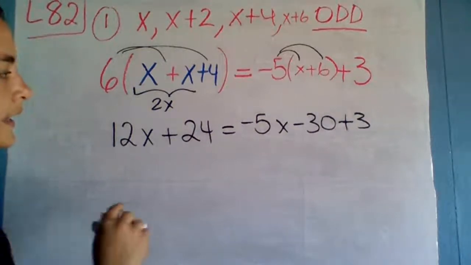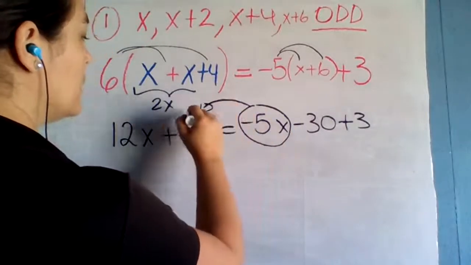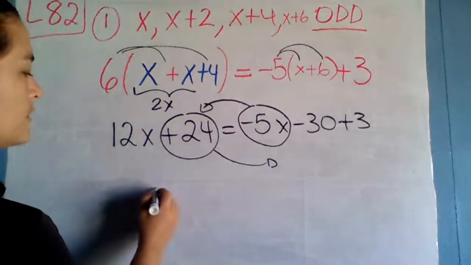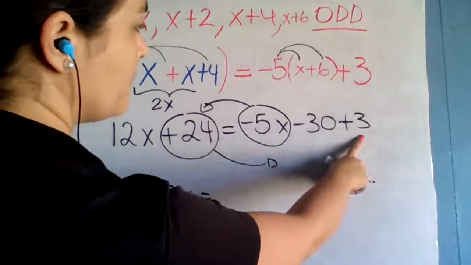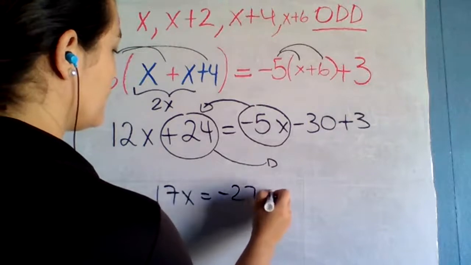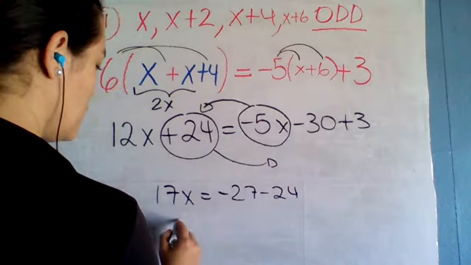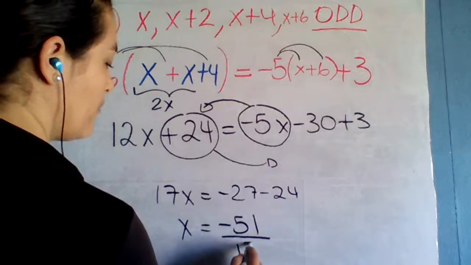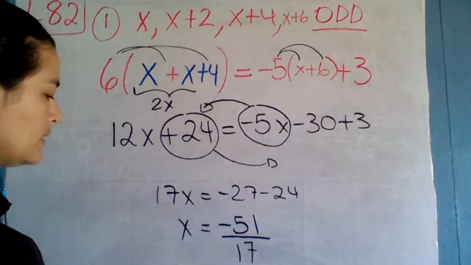Okay. Then we pass like terms here, and then this one comes to the other side to subtract. So 12 plus 5 is 17x. And this is negative 27, and negative 27 minus 24 is going to be negative 51. And negative 51 divided by positive 17 is going to be negative 3.